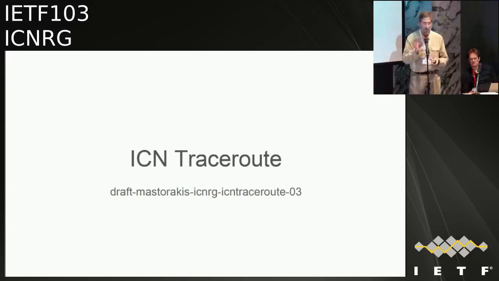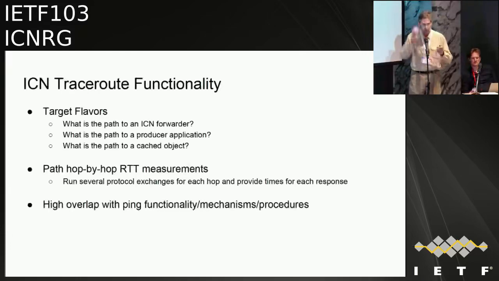We follow a similar architecture here, but there are some differences. So we'd like to know what the path to the forwarder is, what's the path to a producer application, and what are the paths to cached objects. So instead of just getting a reply, is it there, we want to look at what the paths are and do hop-by-hop RTT measurements on paths.